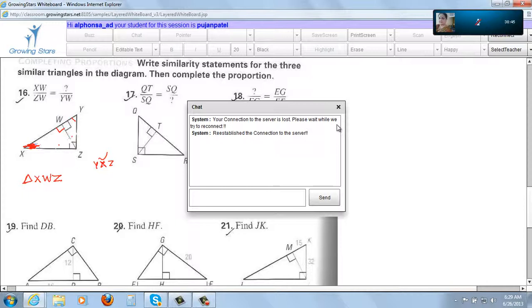Okay, here. So Y is common there. Y is the common vertex. So if you look at this big triangle XZY, I want you to name this triangle correctly.